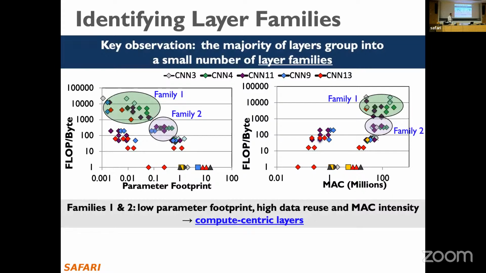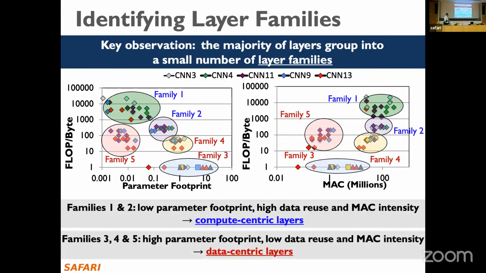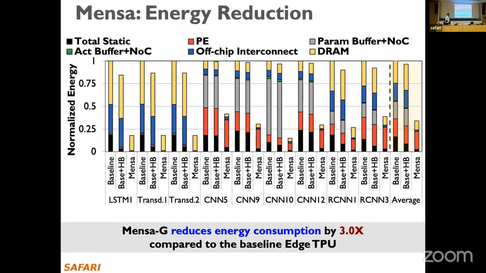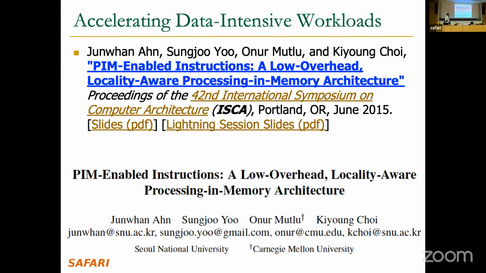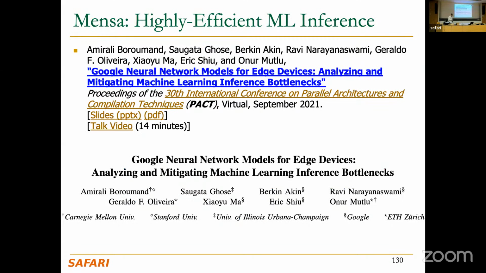When you try to decide how many accelerators you need to design for those 24 neural network models, we see that we can characterize the layers into two main classes: layers that are more compute bound, and layers that are more data-centric or memory bound. Then we design 3 different accelerators for those 2 classes in this paper, which in the end cost less area than designing a single accelerator for all of the layers, because the single accelerator needs to overprovision the hardware resources for any given layer itself. By doing so, we can reduce energy consumption by 3 times compared to the baseline Edge TPU accelerator, while improving inference throughput by 3.1 times. This is the work that we did together with Google in 2021.